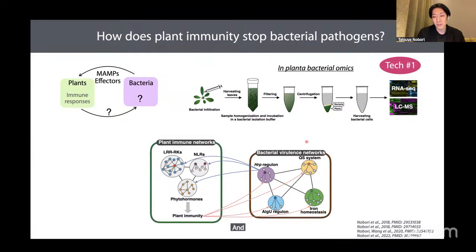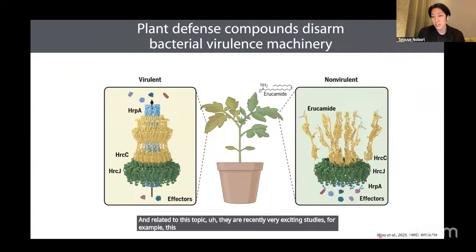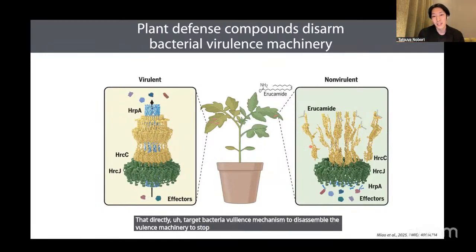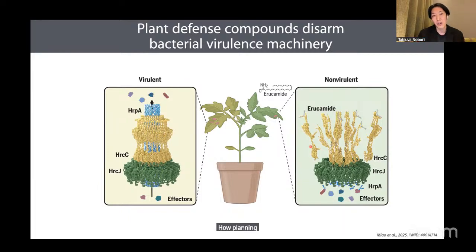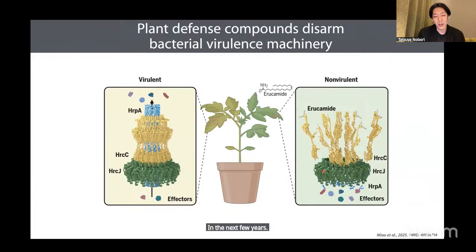And related to this topic, there are recently very exciting studies. For example, this paper this year from Miao et al. identified plant molecules, metabolites, that directly target the bacterial virulence mechanism to disassemble the virulence machinery to stop bacterial growth. So with all these omics data, I think we are getting closer to understanding and answering the question of how plant immunity actually stops pathogen growth. So I encourage you to check this space in the next few years. Okay, so this was my introductory short story.